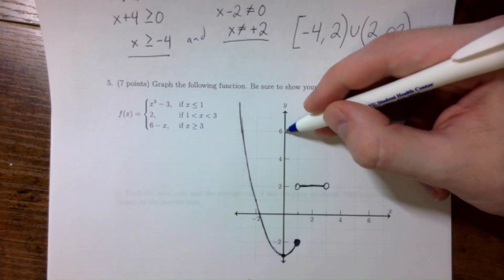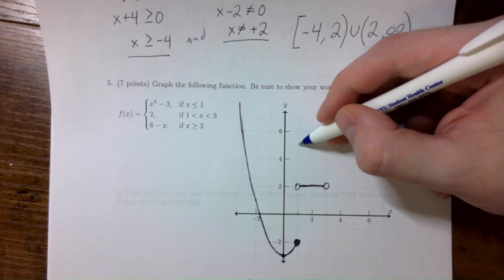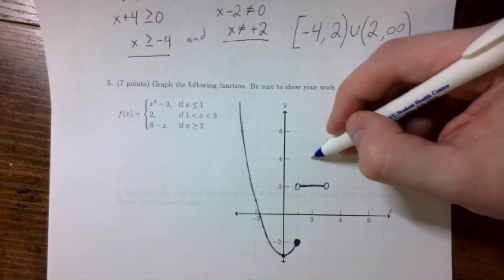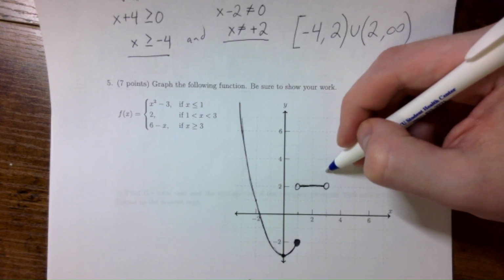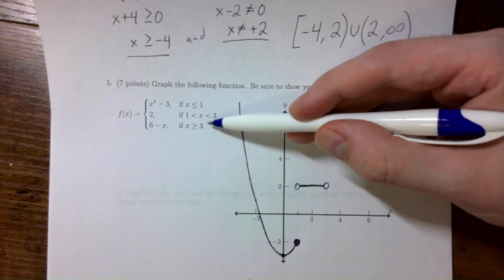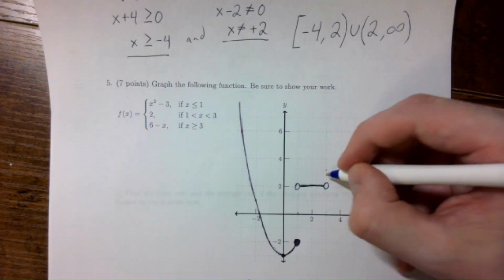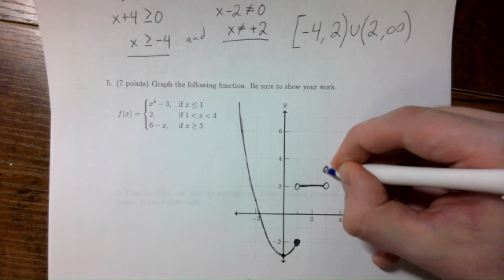So if I start at 6, go over 1, down 1, okay, still not in the correct region. Over 1, down 1, still not in the correct region. Over 1, down 1, I'm at 3, and that is inside my domain. So I can start graphing it at x equals 3. So I'm going to have a solid dot right here.